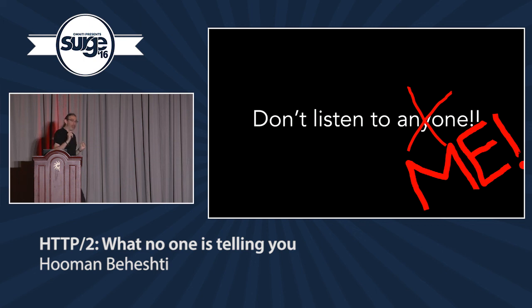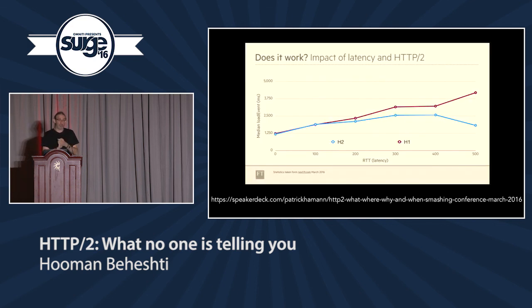Do this for yourself. If I was going to leave you with one thing, if you're interested in this, you have to do it for yourself to understand the benefits. I'm going to preach more about this later, but I think this is the biggest lesson here. Patrick Hamann from the Financial Times did it, and he released this. This is a graph of his document complete time from real users, from RUM, and this is the effect of H2 versus H1.